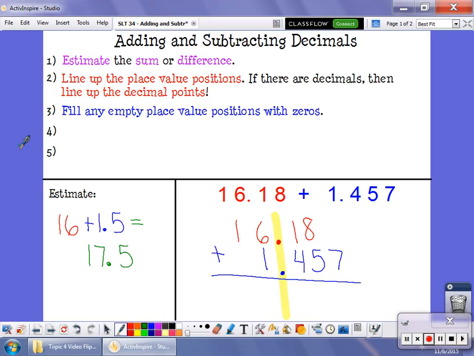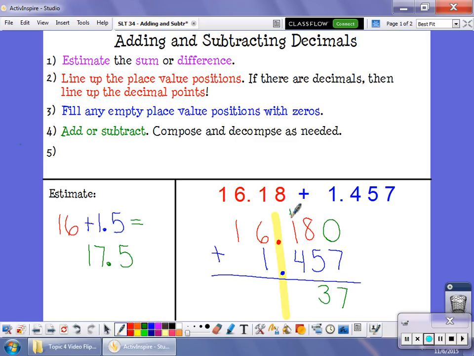Step number 3 is that any empty places I have, I need to fill with zeros. There are no thousandths in this top number, so I'm going to put a 0 because there are no thousandths. And that 0 is going to help me when it comes to adding and subtracting, which is my 4th step. I'm going to add 0 plus 7 is 7, 8 plus 5 is 13, and then I have 4 plus 1 plus 1 is 6, I have 6 plus 1 is 7, and then my 1 here.